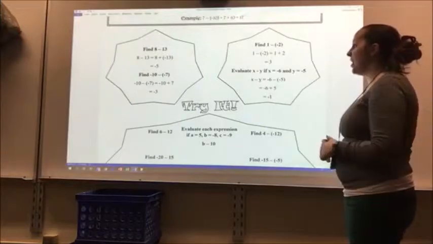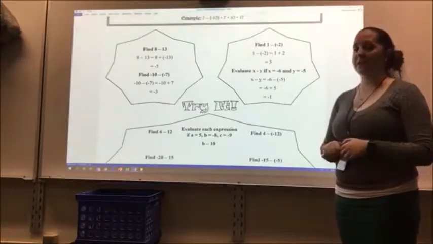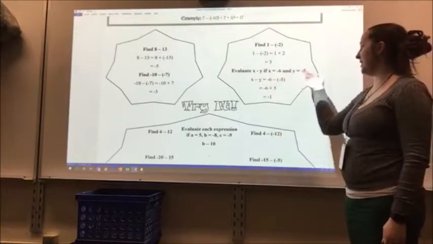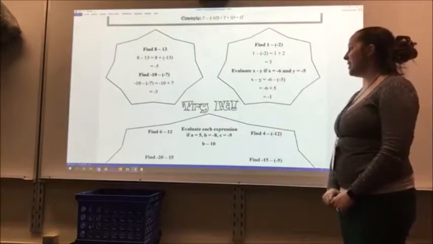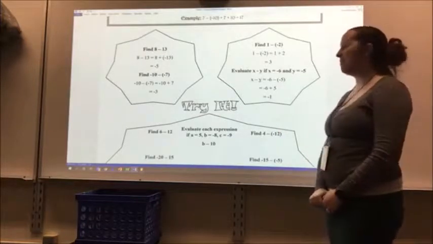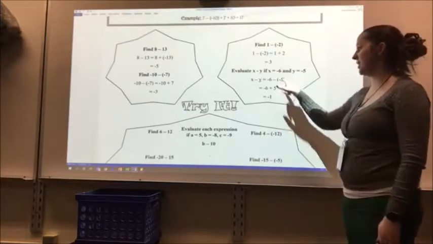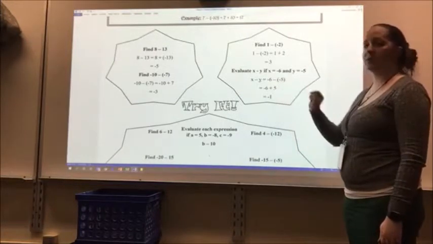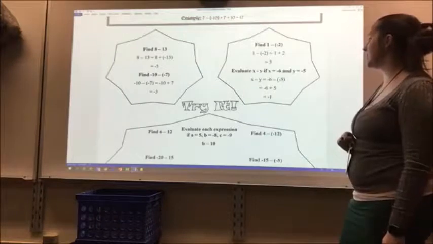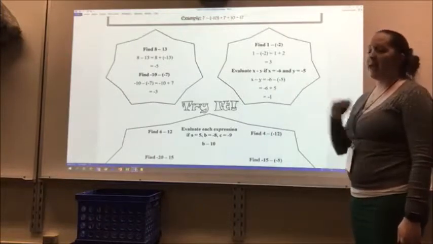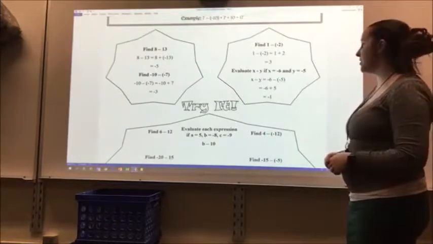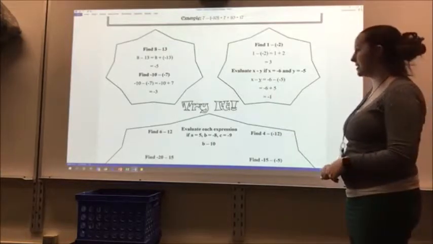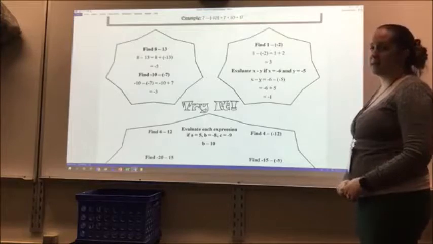Next, I have evaluate x minus y if x equals negative 6 and y equals negative 5. So I substitute in each of my values. X minus y becomes negative 6 minus negative 5. Notice I use parentheses. Okay, very important. Two negatives right next to each other make a positive. Negative 6 plus 5. They're enemies. Subtract them. 6 minus 5 is 1. 6 is bigger. 6 wins. 6 is negative. So my answer is negative 1.